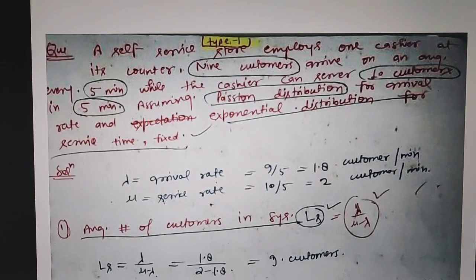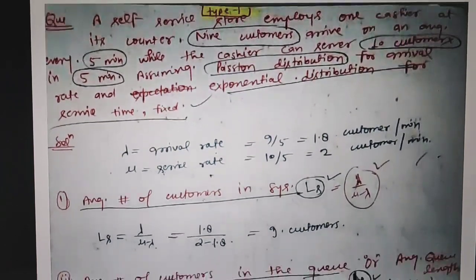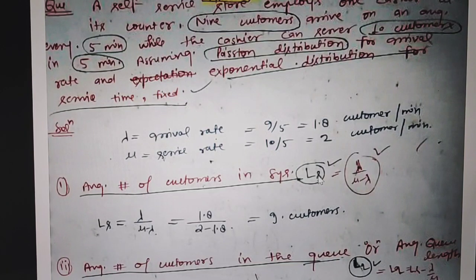First we have to find the average number of customers in the system, that is Ls. For Ls, let me write the formula. Ls is equal to lambda upon mu minus lambda. Put the respective values of lambda and mu: we get 1.8 divided by 2 minus 1.8, and we get 9 customers.